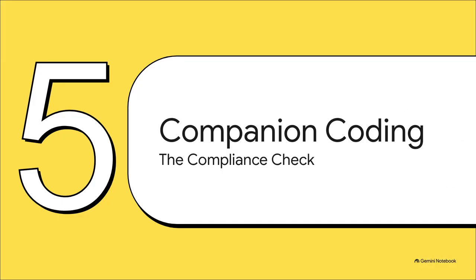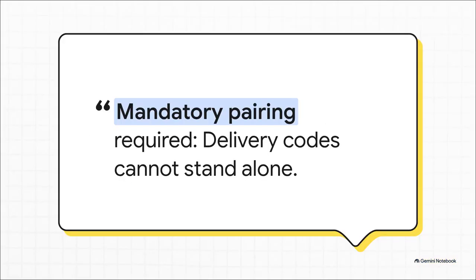Section 5, Companion Coding Requirements, the compliance check. Okay, this right here is where a lot of otherwise perfect coding just completely falls apart. Let me state this firmly for everyone. Mandatory pairing required. Delivery codes literally cannot stand alone. Omitting your companion codes isn't just a mistake, it's a direct compliance violation.